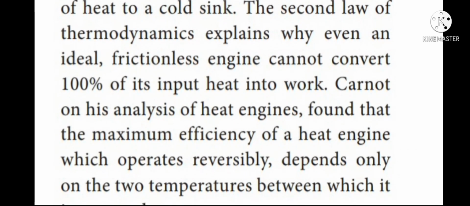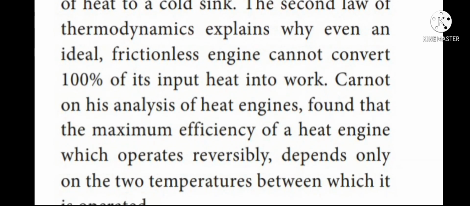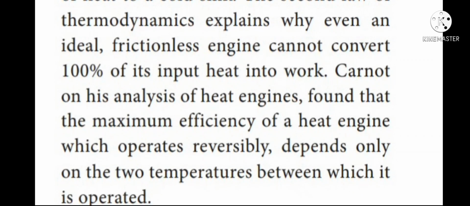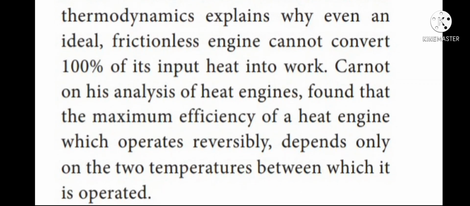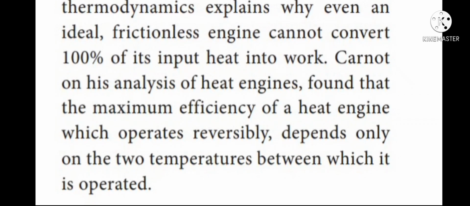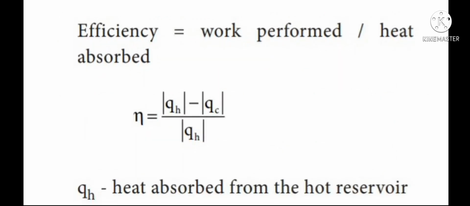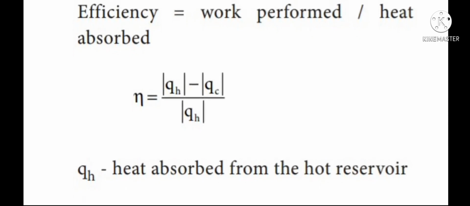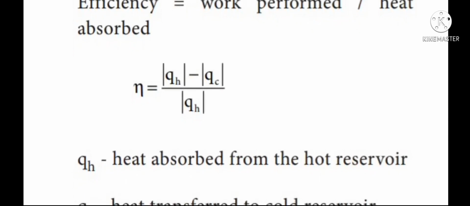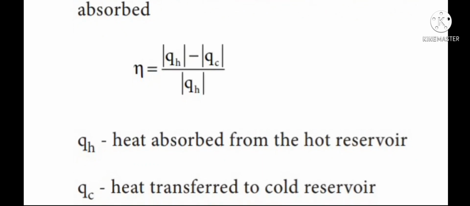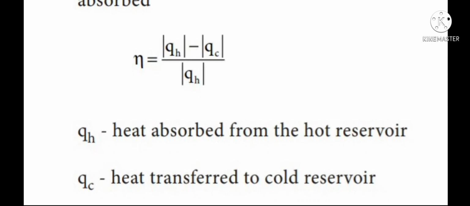Carnot, in his analysis of heat engines, found that the maximum efficiency of a heat engine which operates reversibly depends only on the two temperatures between which it is operated. It is given by the efficiency. Here, efficiency is equal to work performed by heat absorbed. Efficiency is given by eta.